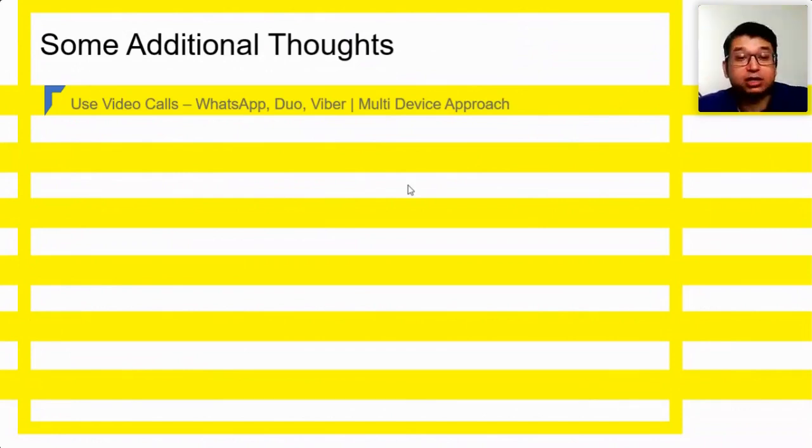Like the way we're discussing the breakout sessions, you can do those in WhatsApp. Now WhatsApp allows you 8 windows in a single screen. Use that. Duo is another option that you can use. Viber is also a known option, and there is a multi-device approach there. So you can use all of these in a different way to build that engagement and correlate it with the assessment elements that we discussed earlier.